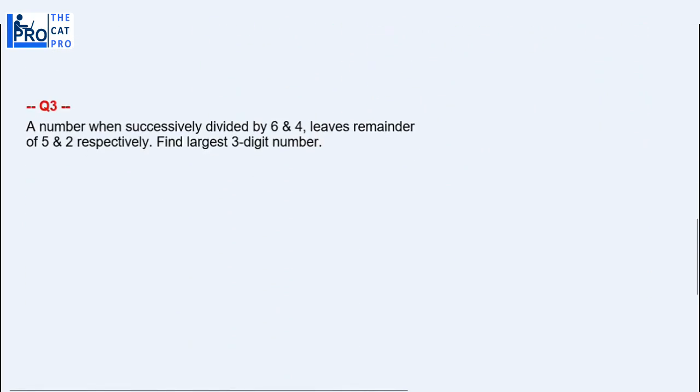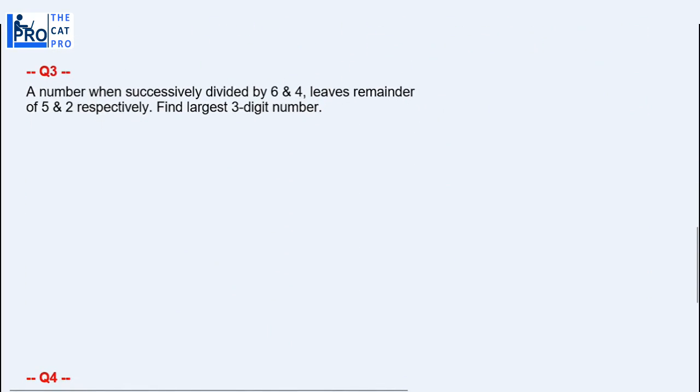Third question. A number when successively divided by 6 and 4 leaves a remainder of 5 and 2 respectively. Find the largest 3-digit number. A slight change in the question, so no problem. Let us continue. We'll write 6 and 4 and 5 and 2. What is pitfall number 1? Pitfall number 1 is we have to multiply and not take the LCM, right?